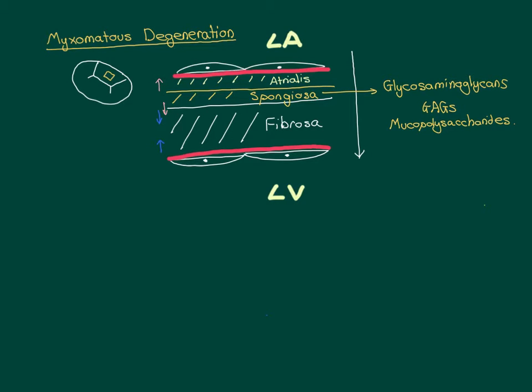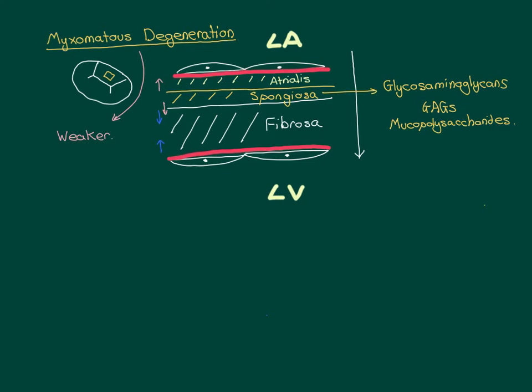The spongiosa gets thicker, whilst the fibrosa gets thinner, and this makes the heart valve cusps weaker. It makes them more rubbery in nature rather than solid, because the spongiosa layer consists of this funny connective tissue which has a more rubbery nature, whereas the fibrosa consisted of the solid collagen fibres. So this makes the heart valve cusps weaker.